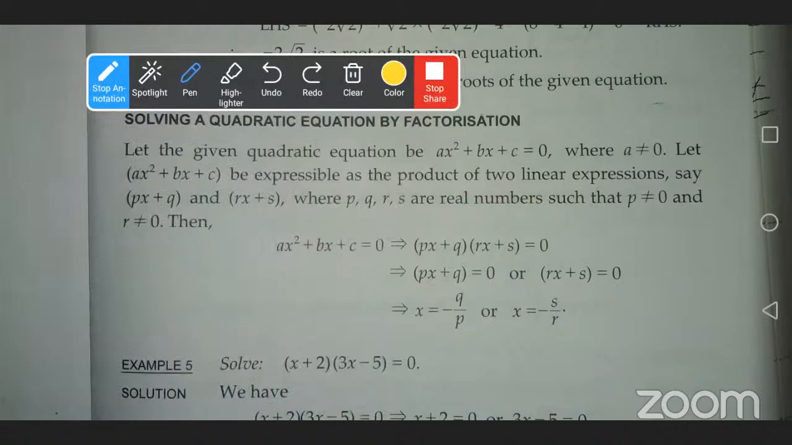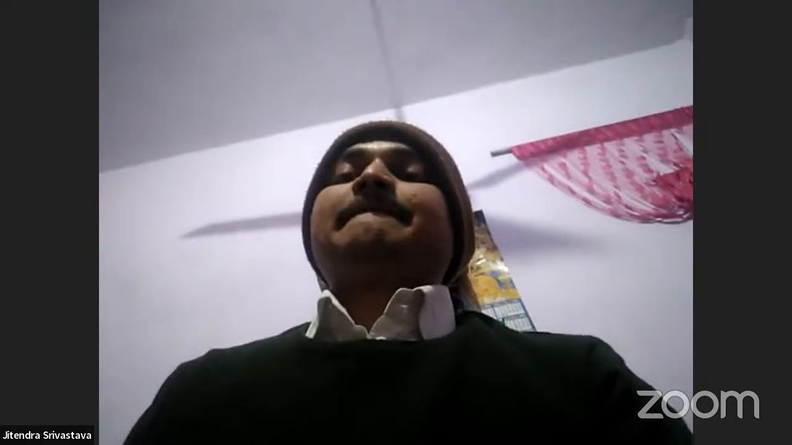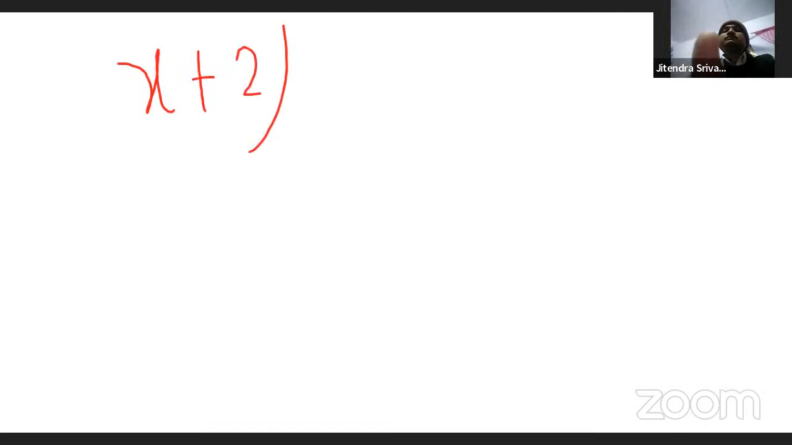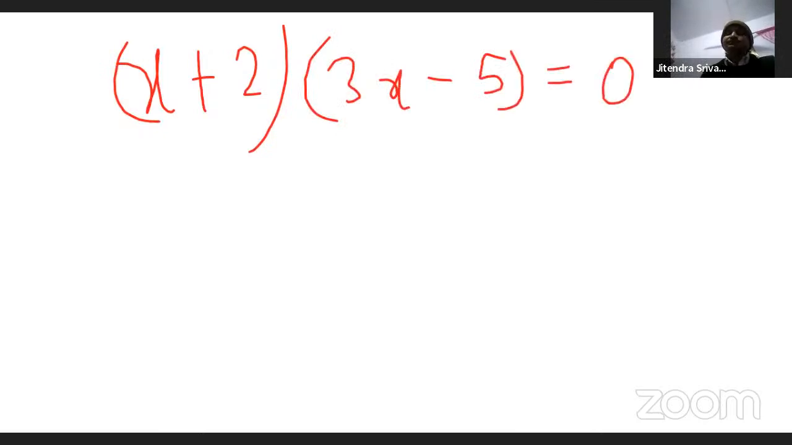So we will now solve some questions here. Factorization method, I will tell you how it can be done. The first question is x plus 2 multiplied by 3x minus 5 equals to 0. Now we have this equation.